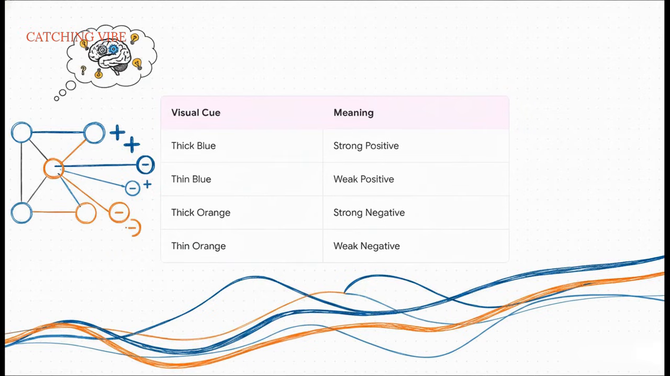By literally just looking at the colors and the thickness of the lines connecting these hidden layers, you can understand the exact mathematical influence of one neuron on another, entirely without needing to read a single complex equation. You are literally seeing the AI think in real time.